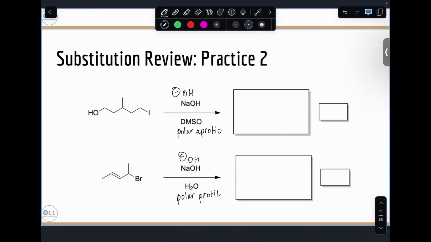All right, here we have some practice. We ready to move on? All right, seems like most of y'all are ready. So for this first one, do we think it's SN1 or SN2?